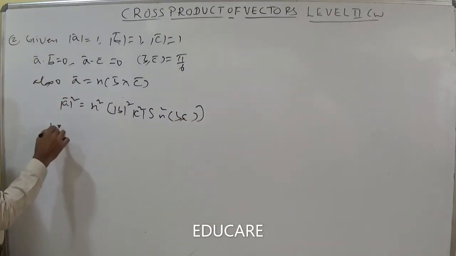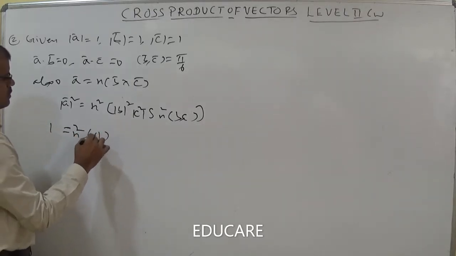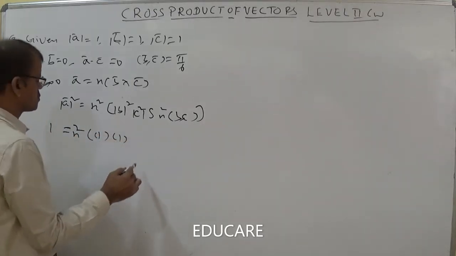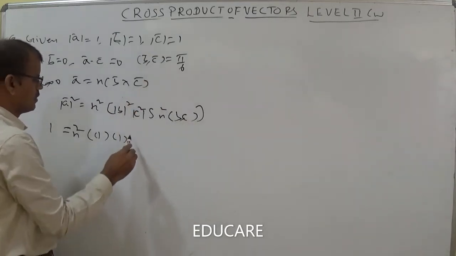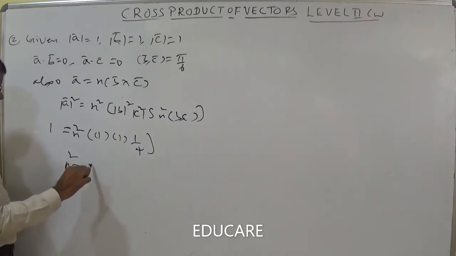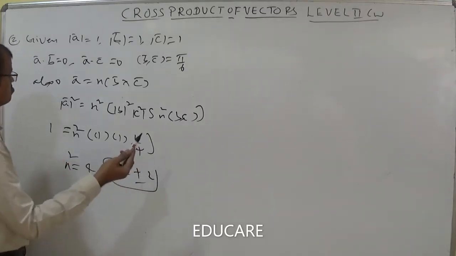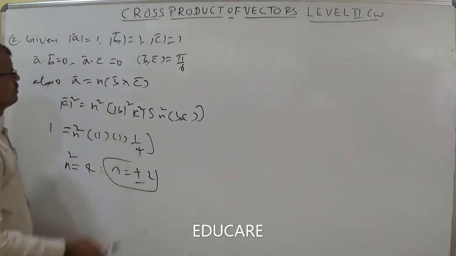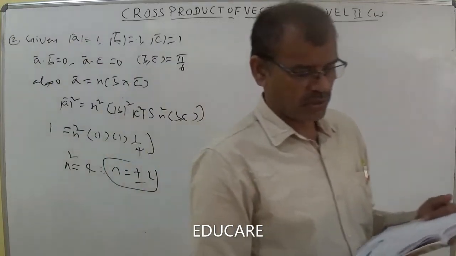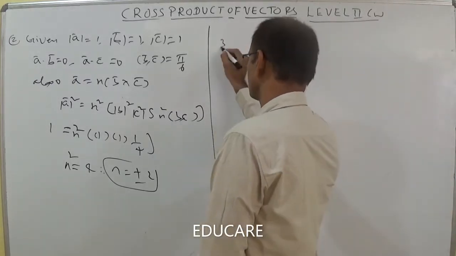Mod a square value 1, and this is n square into, this is also 1, this is also 1, sin square 30, sin square 30 value 1 by 4. So n square equal to 4, therefore n is equal to plus or minus 2, that's all. So there is no need about the given data A dot B equal to 0 and A dot C equal to 0, no need of that one.